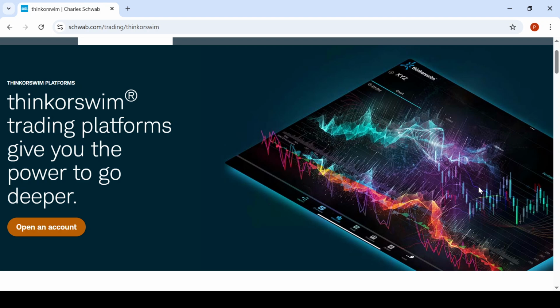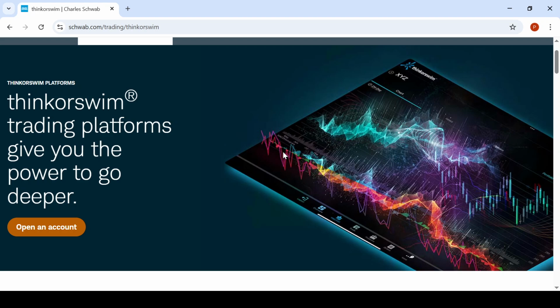Now, the mobile app maintains most of the desktop functions, which means that you can manage complex option positions from anywhere. You can build multi-leg spreads, check your Greeks and adjust orders, all from your phone. However, thinkorswim does have some drawbacks. The platform can be overwhelming for beginners.